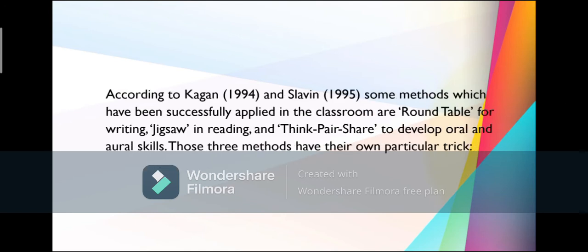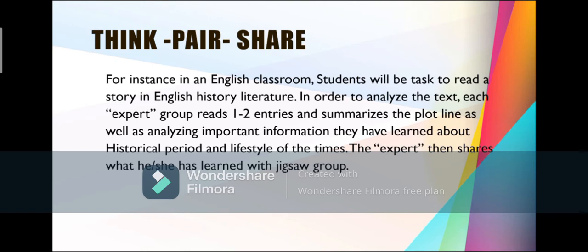According to Kagan 1994 and Slavin 1995, some methods which have been successfully applied in the classroom are round table for writing, Zigzag in reading, and think, pair, share to develop oral skills. For instance, think, pair, share in the classroom or in an English classroom.